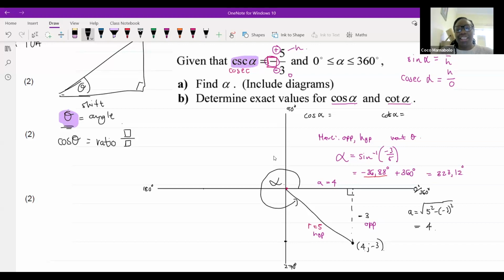Okay, somebody said cos of alpha is 4/5. I agree with that. It's 4/5. And then cot of alpha, remember, is the cousin of tan, where tan is equal to opposite over adjacent. Cot will be adjacent over opposite, which means our adjacent is 4 over our opposite, which would be -3. So you need to remember to put the negative in there, otherwise you're not going to get the mark.